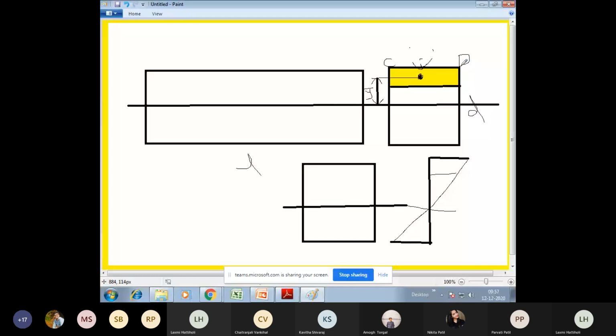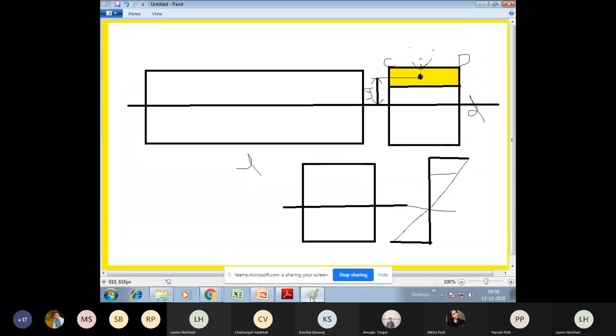Do you have any area above CD? No, ma'am. When there is no area, the shear stress will be zero. That's what I'm saying. At the top surface, the shear stress is zero because there is no further area to be calculated.